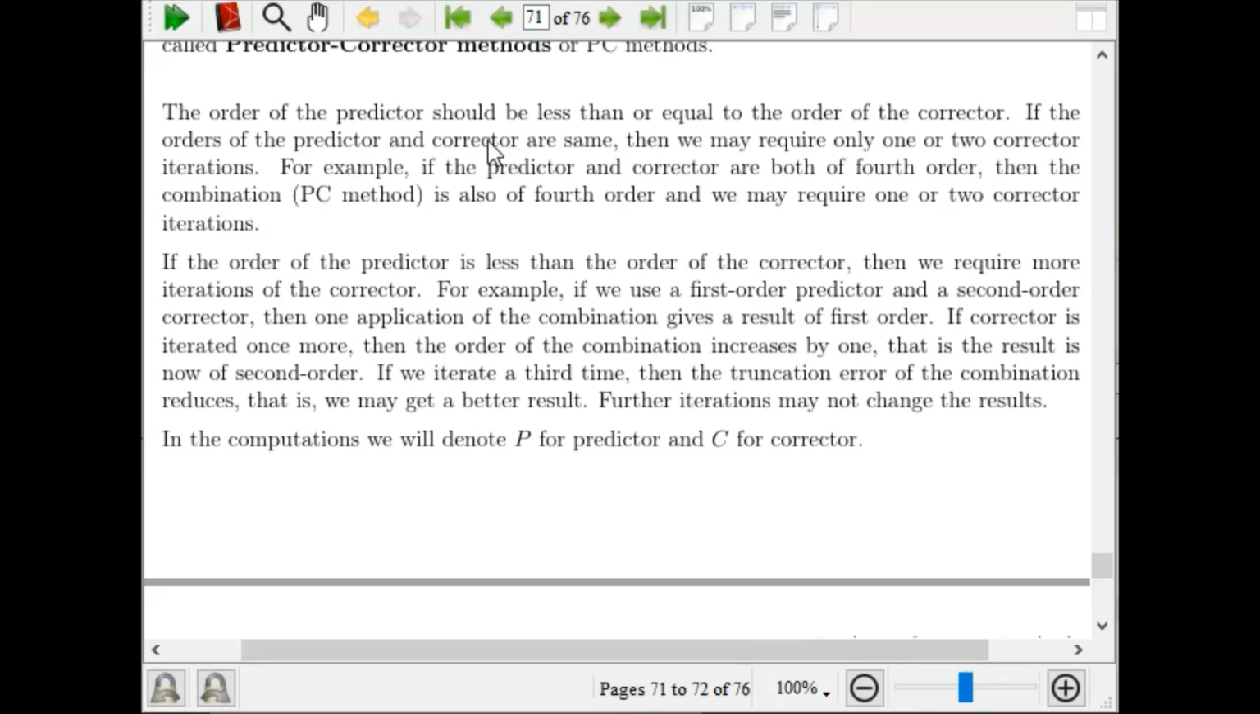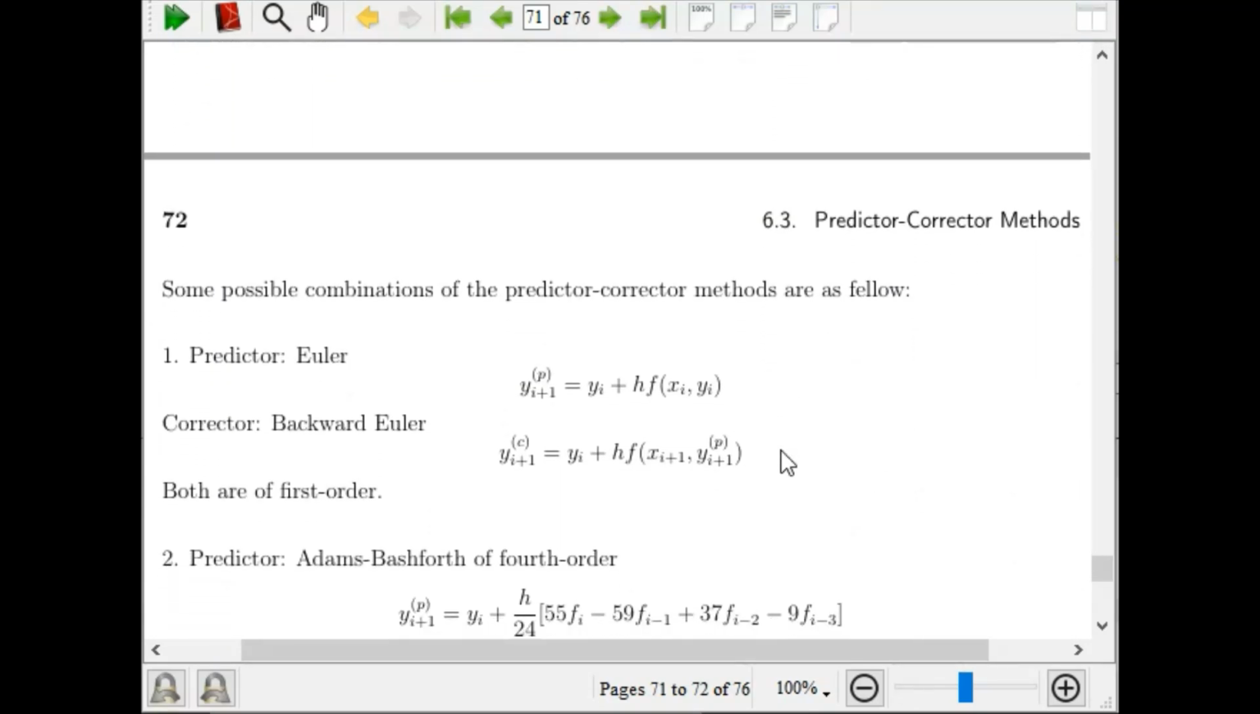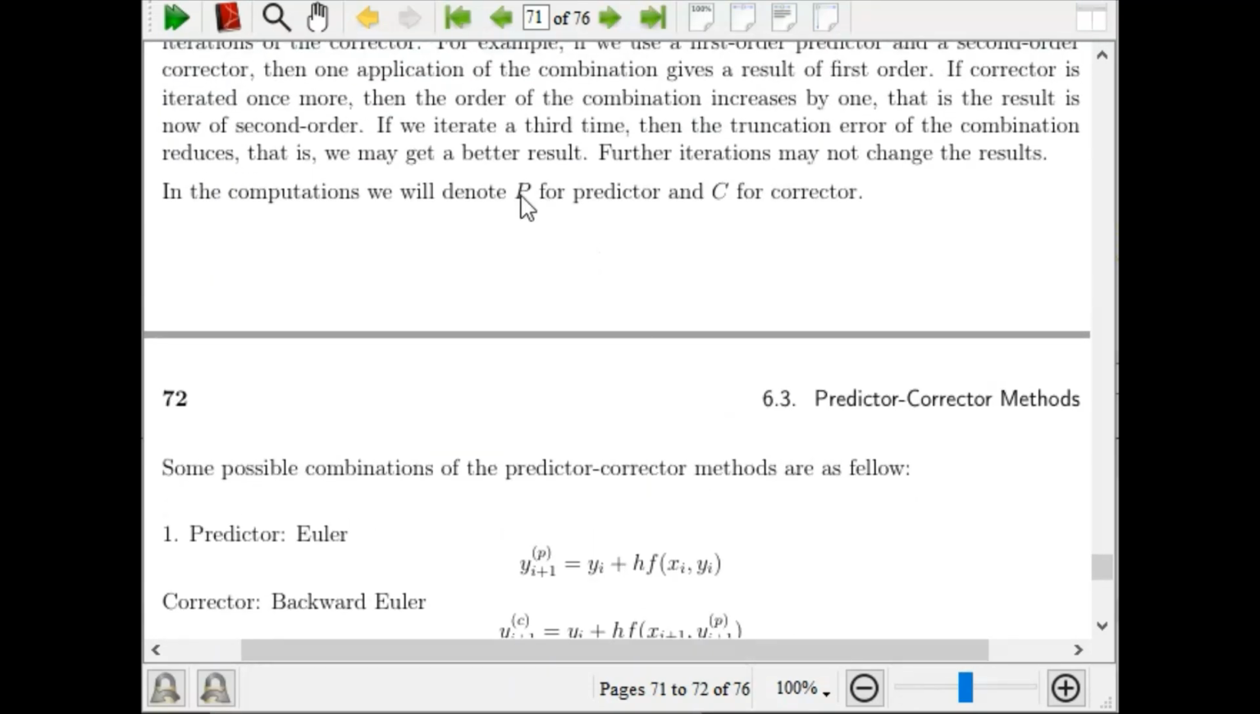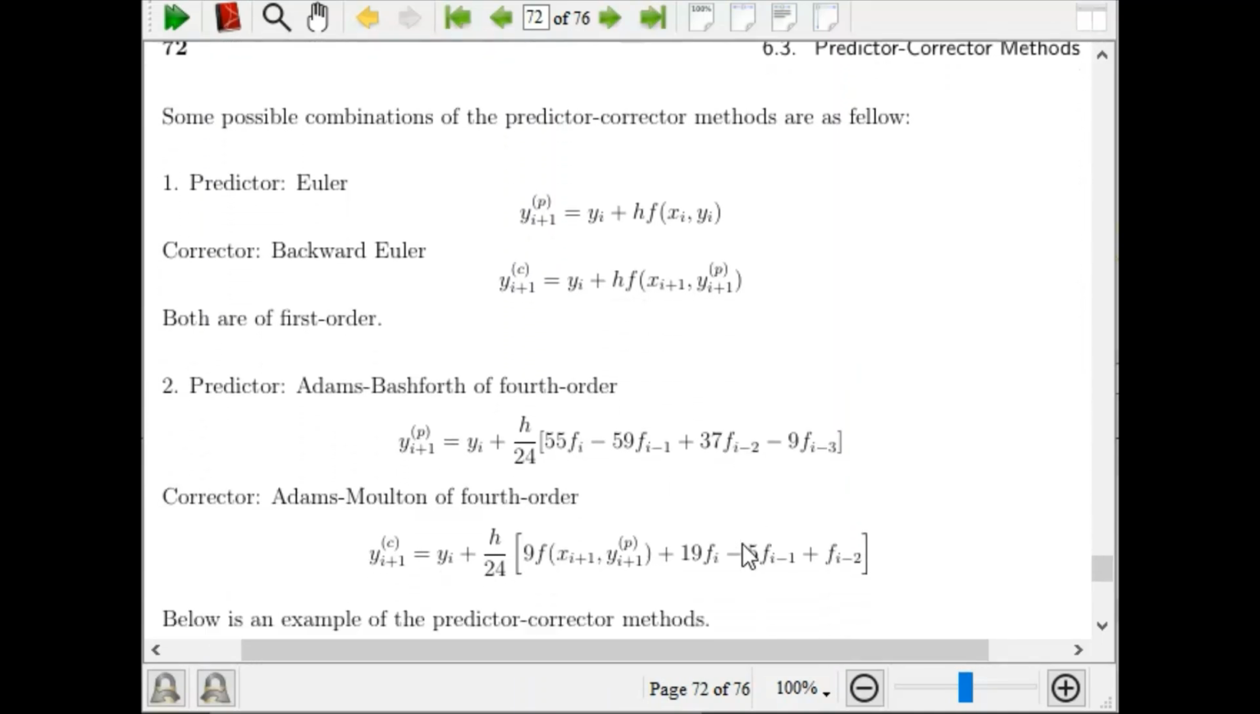Here we are talking about the order. If the predictor method is of first order, the corrector method usually should be of first order, so that the solution can easily converge. But if the order of the predictor method is less than the order of the corrector method, then it might take some steps before the solution will converge. So we'll be using P for predictor and C for corrector. So watch here.